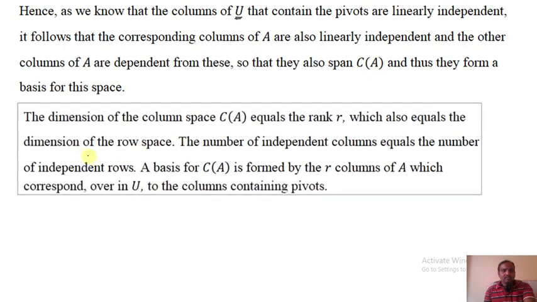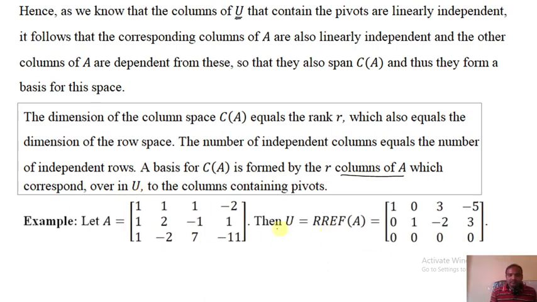That's the main thing. The dimension of the column space equals the rank R, which also equals the dimension of the row space. That is called the rank. The number of independent columns equals the number of independent rows. That means the dimension is the same, but the space is not the same. A basis for the column space of A is formed by the R columns of A which correspond, in U, to the columns containing pivots.